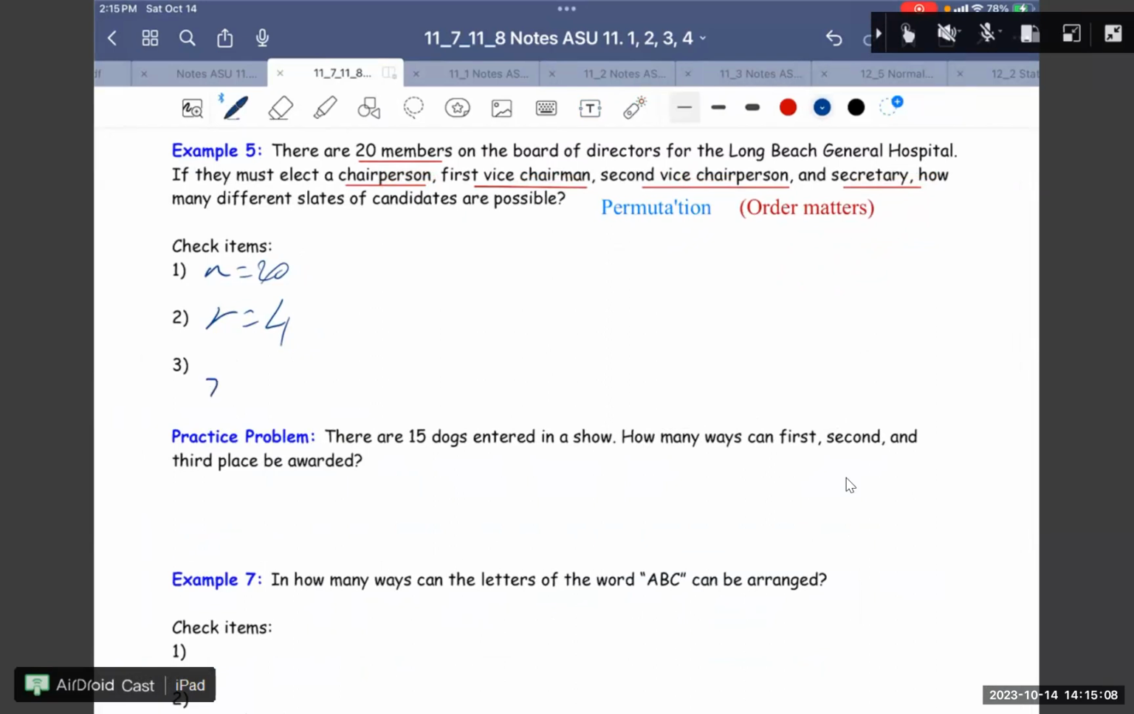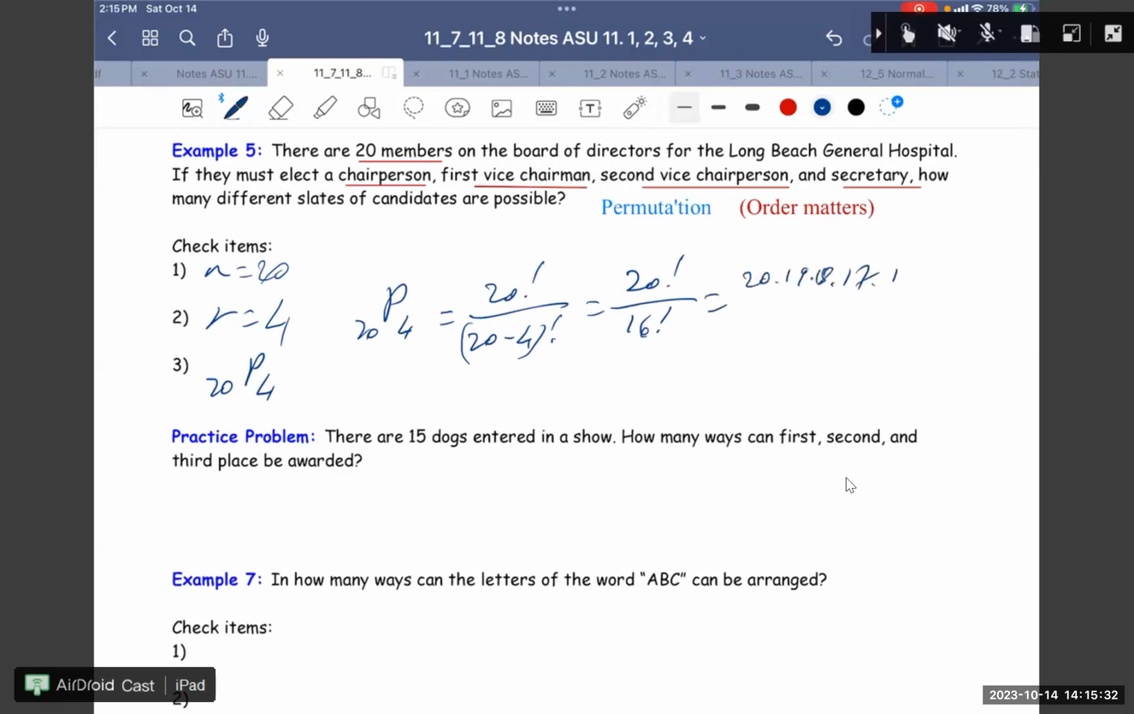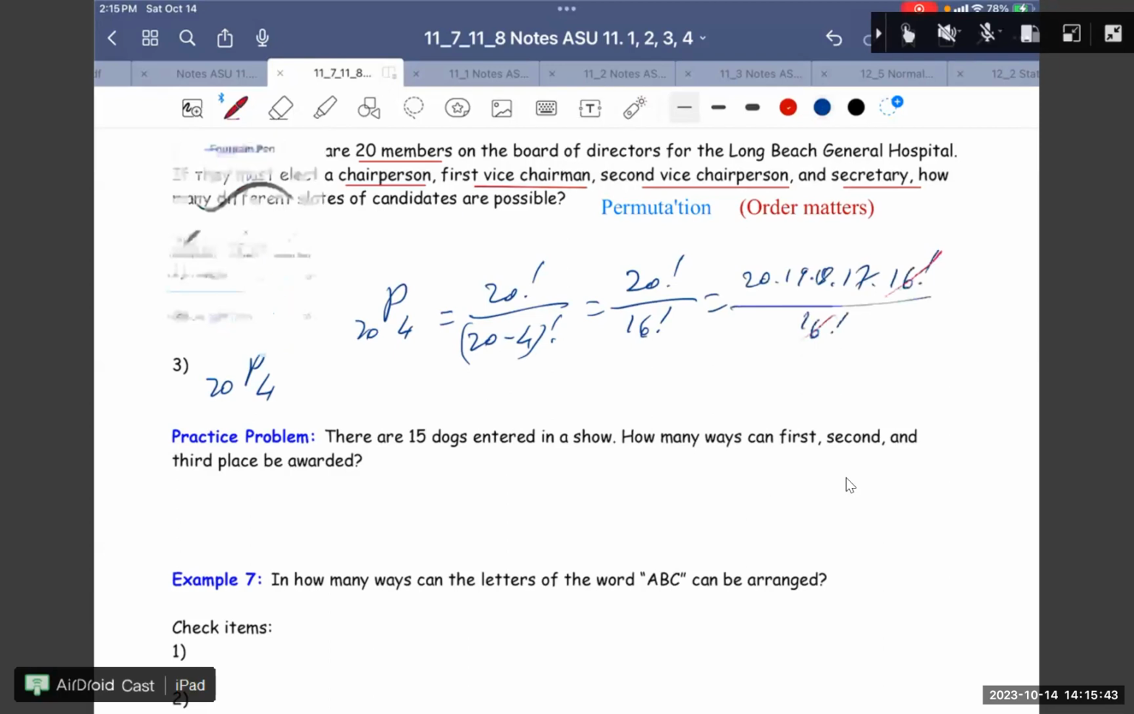So permutation, 20 to 4. So P of 20 to 4 is 20 factorial over 20 minus 4 factorial. So we get 20 factorial over 16 factorial, which is 20 times 19 times 18 times 17 times 16 factorial over 16 factorial. So the 16 factorial cancels. After we multiply everything, we get 116,280.